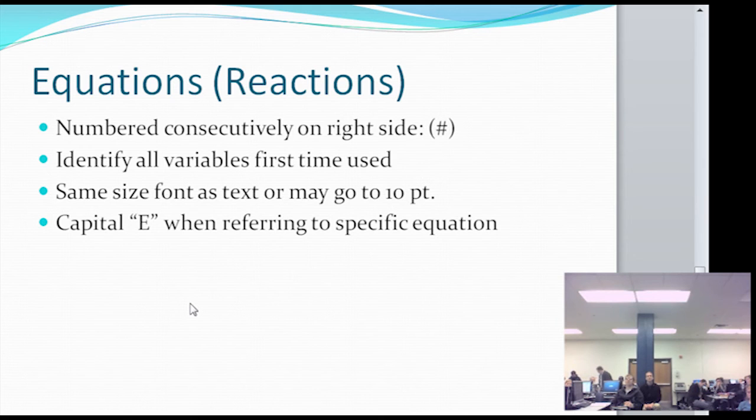Remember that if you're referring to a specific equation or reaction, it's capitalized. If you're referring to just equations, as shown in the equations below, then it's not. But a specific one, Equation 1 or 2 or something like that, is.